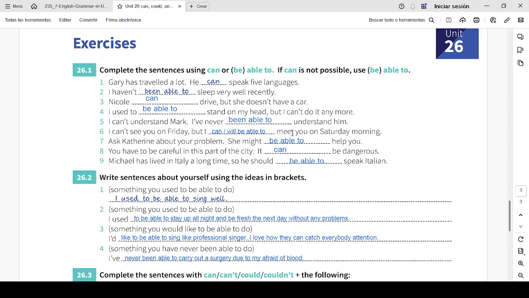You have to be careful in this part of the city. It can be dangerous, right? In this example, we can use "can" because we are not using another modal or something like that. We're expressing ability in the present. Well, in this case, possibility.